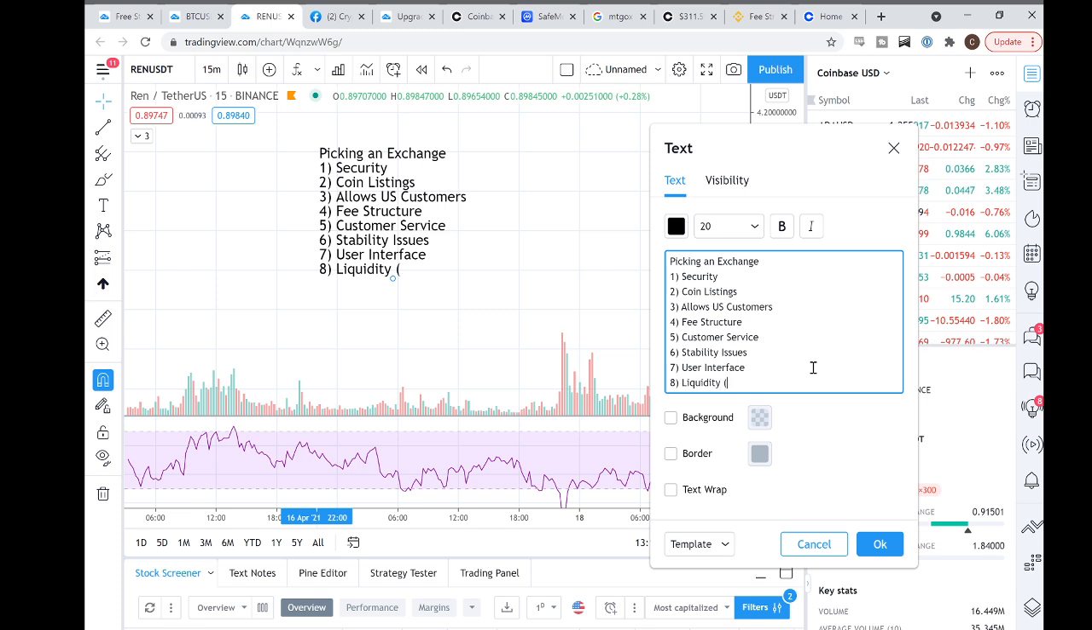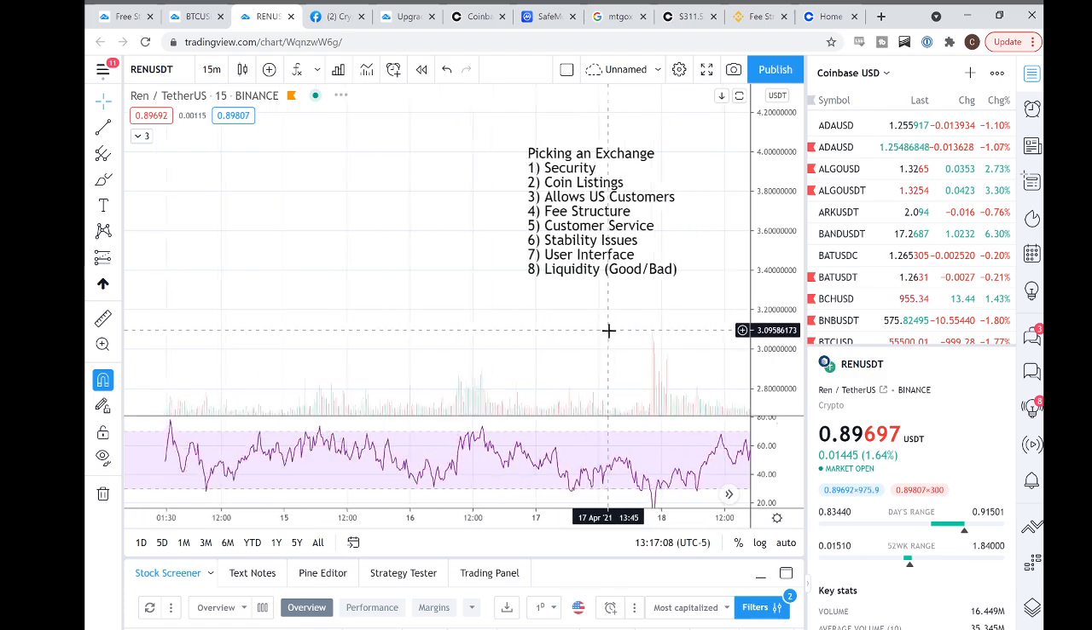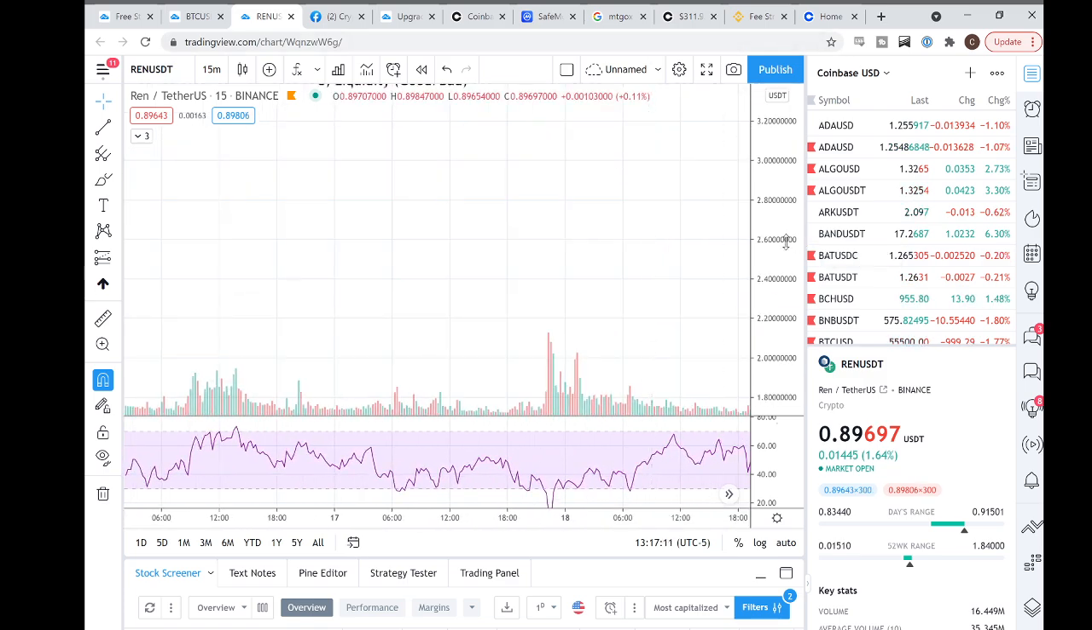Now, liquidity in the market can be good or bad. If you are trying to instantly buy or sell, it's obviously very important to have a lot of liquidity, because you can't sell unless you have people to sell it to, right? However, you can also take advantage of a really bad liquidity exchange, and I'm going to show you how that works.